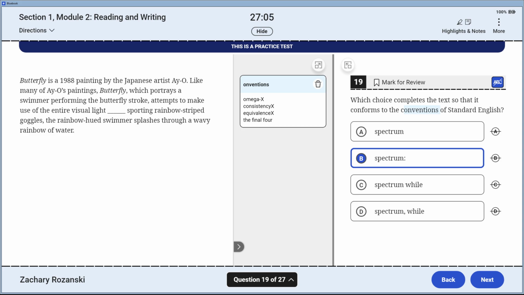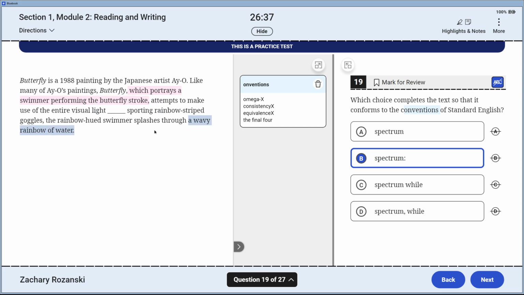Let's start wherever the sentence starts. Butterfly is a painting, right here. Like many of the paintings, Butterfly, which portrays a swimmer, I'm going to read over this relative clause here and start over again. Butterfly attempts to make use of the entire visual light spectrum. Period. I like that. So far, the colon is nice. Sporting rainbow striped goggles, comma, the rainbow-hued swimmer splashes through a wavy rainbow of water.